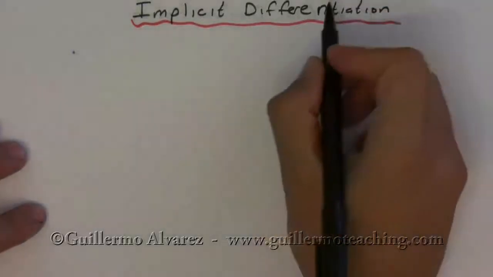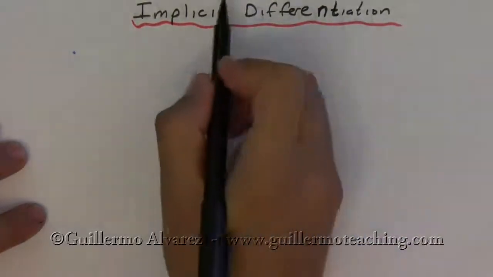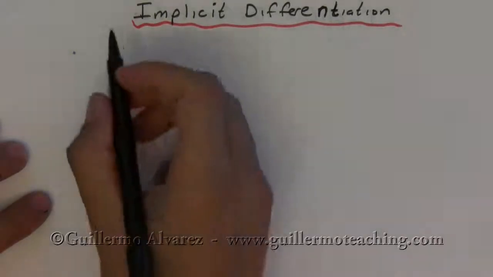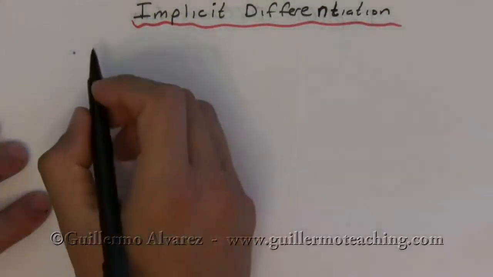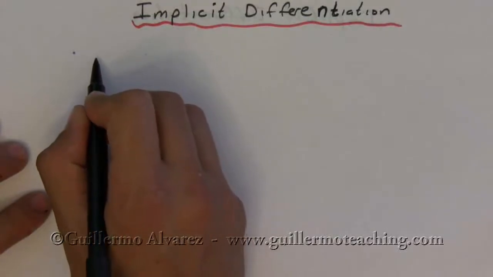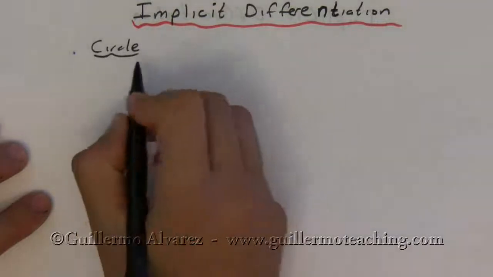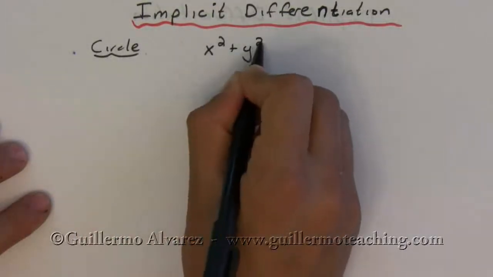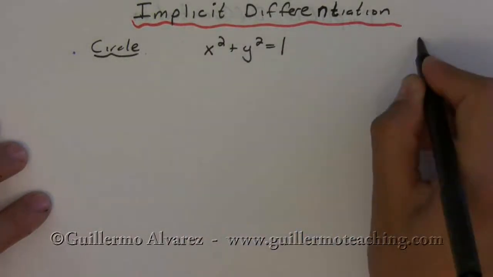Okay, so we're going to talk a little bit about implicit differentiation and then do quite a few examples. The question is that some equations are defined implicitly. For example, the equation for a circle is x squared plus y squared equals 1. So this would be the unit circle.